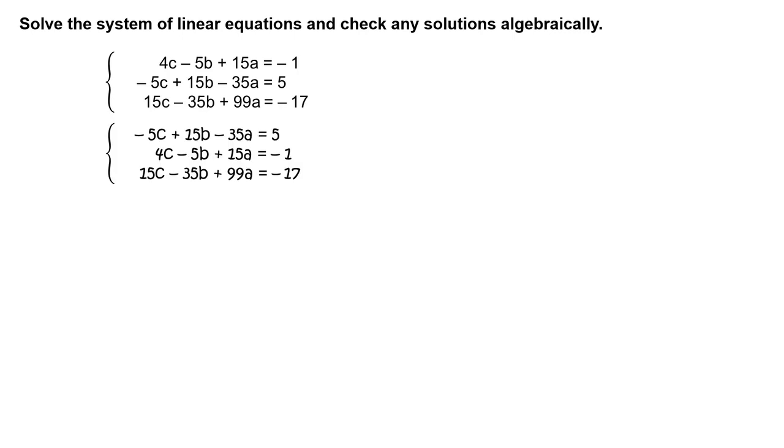Now, to solve, you must first eliminate some of the variables until you have an equation with one variable. You can make the coefficient of c in the first equation equal to 1, then you will be able to multiply that equation by -4 and add it to the second equation to eliminate the c term in the second equation. Then, you can multiply the first equation by -15 and add it to the third equation to eliminate the c term in the third equation.